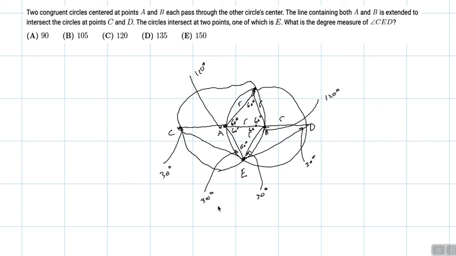So the measure then of CED is 30 plus 60 plus 30, which is 120 degrees. So the answer is choice C.